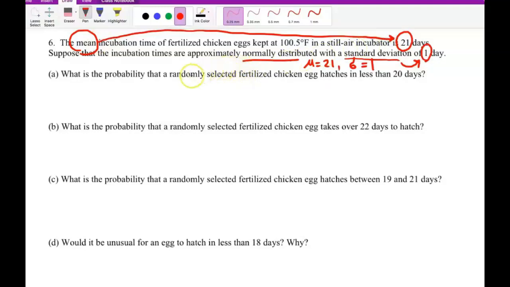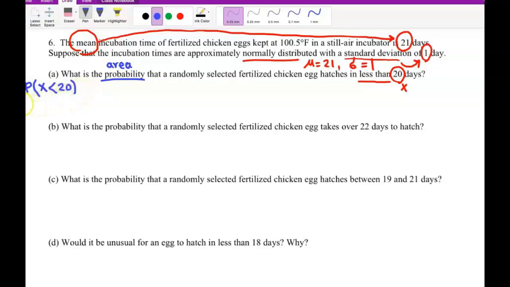So part A, what is the probability that a randomly selected fertilized chicken egg hatches in less than 20 days? So what we have here is X. And we need to find probability, and probability, as I said, is exactly the same as area proportion. So since we have probability, use P. We have X, and here we have less than 20.